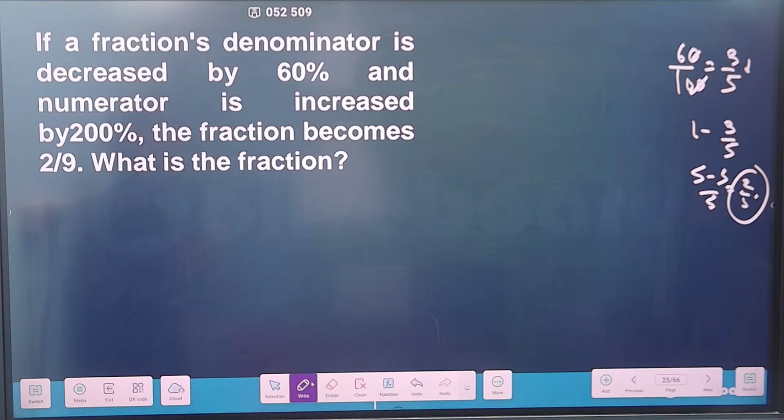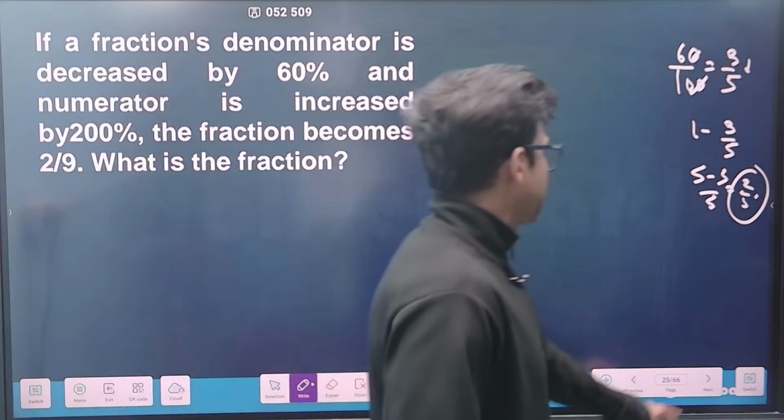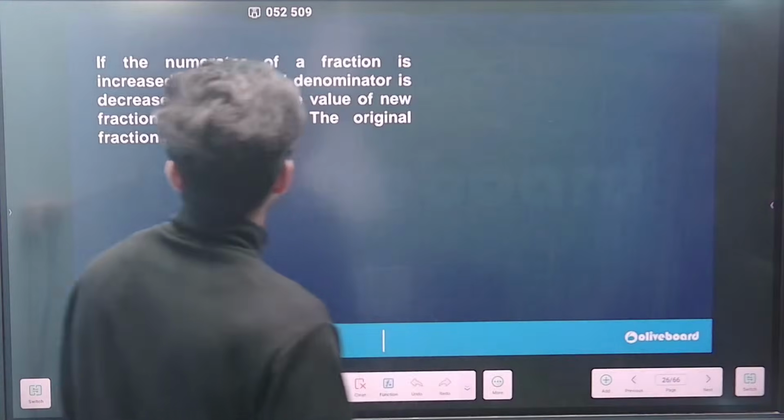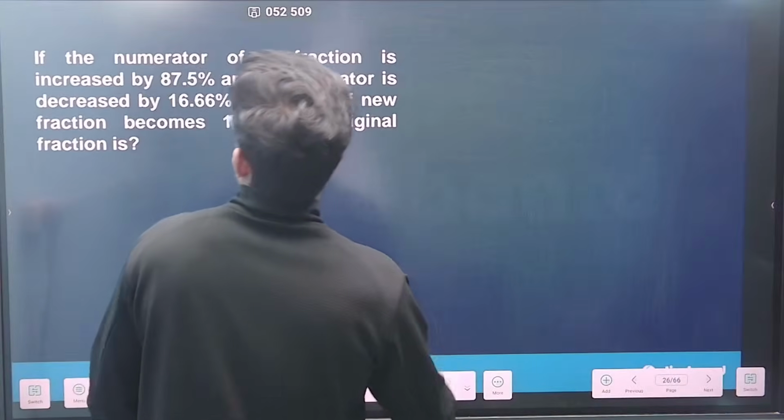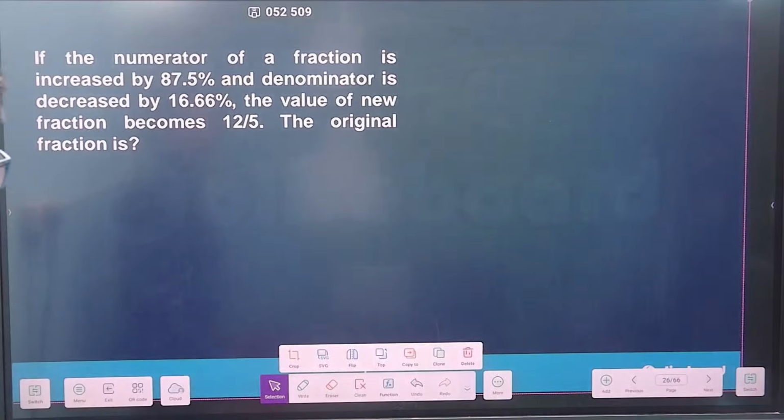I would say this is an easy question. This is easy. I would not say to try this. Try the next one. Oh, this would be like tough. Try that, it becomes 12 by 5. Now come on, try. This is like a previous year question.